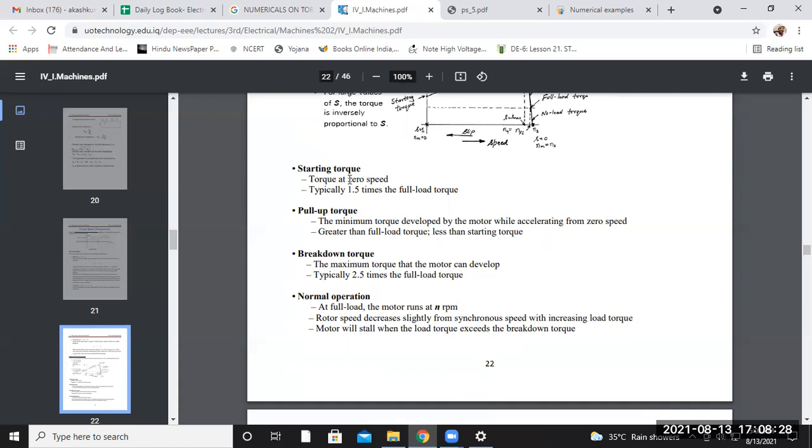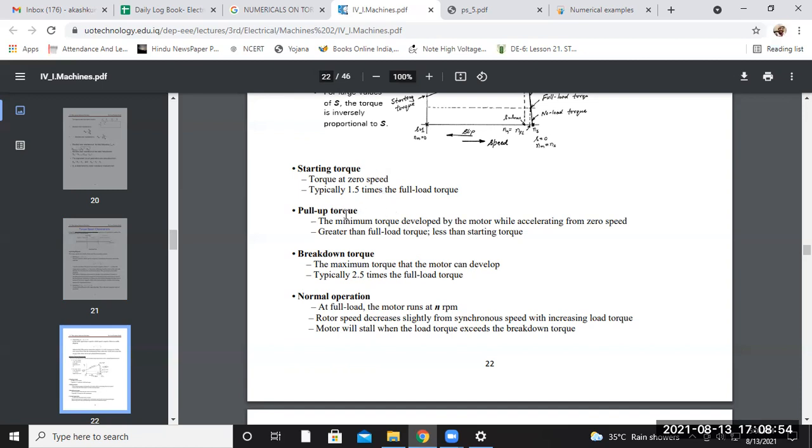Now here you can see the starting torque is the torque at zero speed. This starting torque is 1.5 times the full load torque. Okay, that is the high starting torque. If you need a starting torque of higher value, then the induction motor is very much applicable in those places.